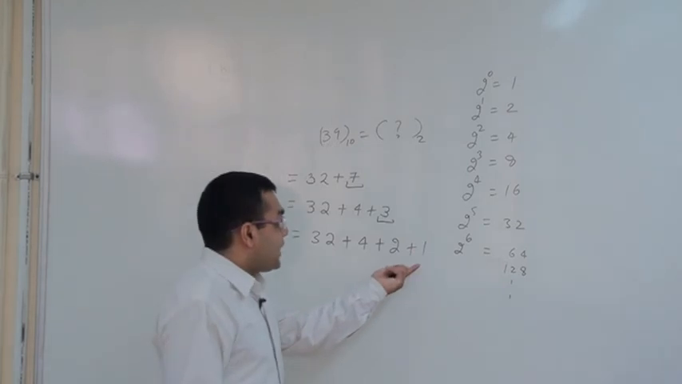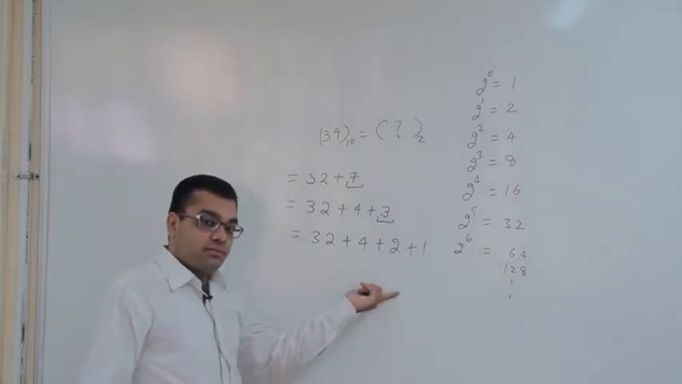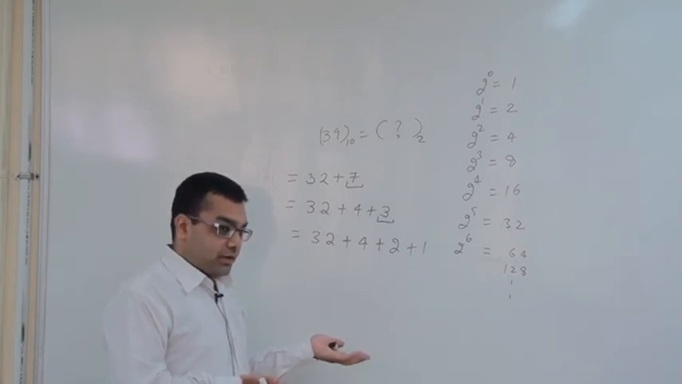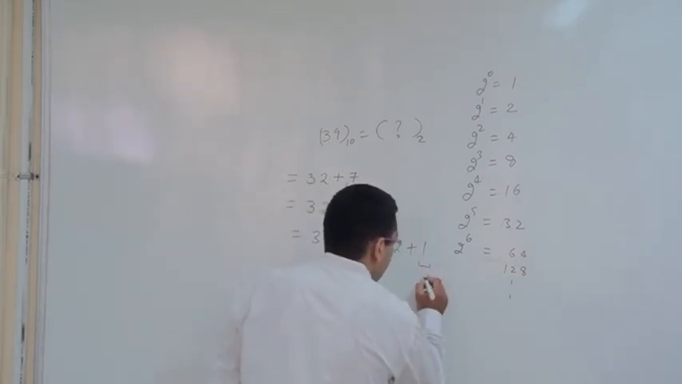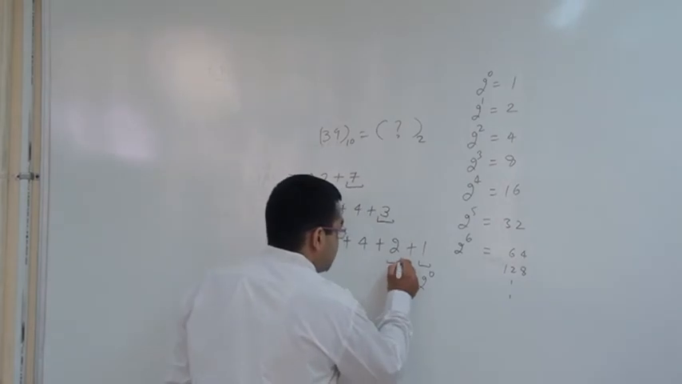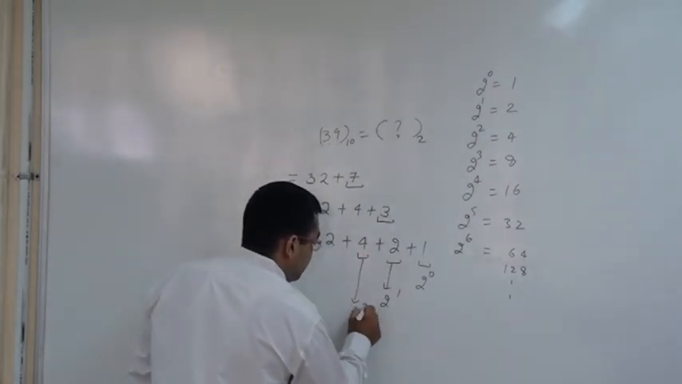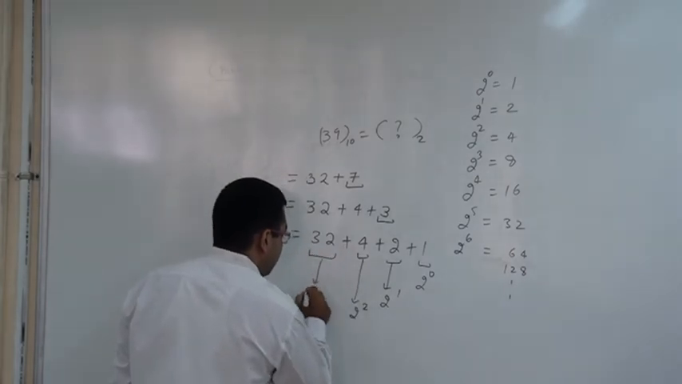Now these are actually the place values of the number starting from the LSB. This is 2 to the power 0. This is 2 to the power 1. This is 2 to the power 2. This is 2 to the power 5.